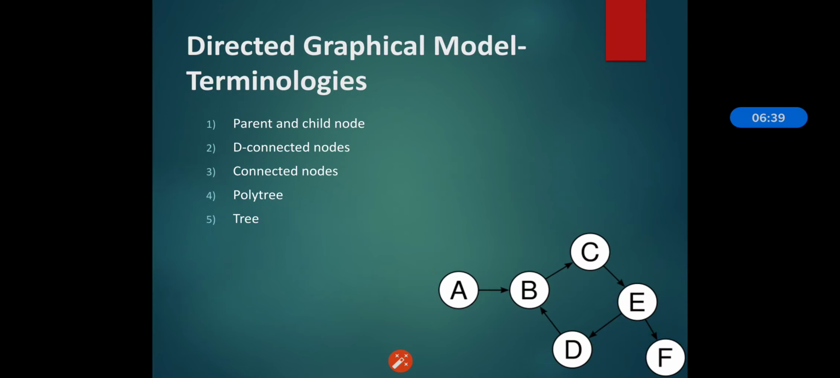These are the concepts used in the directed graphical model. In this section we have covered another type of graphical model, which is the directed graphical model. In our next section we will see inference on graphical models. Thank you.